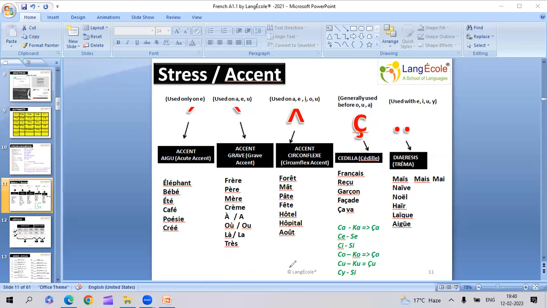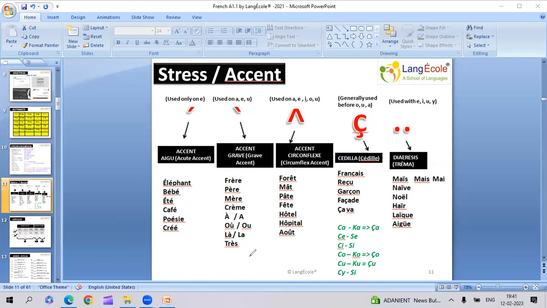Got it? So how clear is your concept of this accent aigu and accent grave now? Yes, I've understood this. Very good. Now that you understood both of them, again from the beginning, try to pronounce this one and this one, all of them.